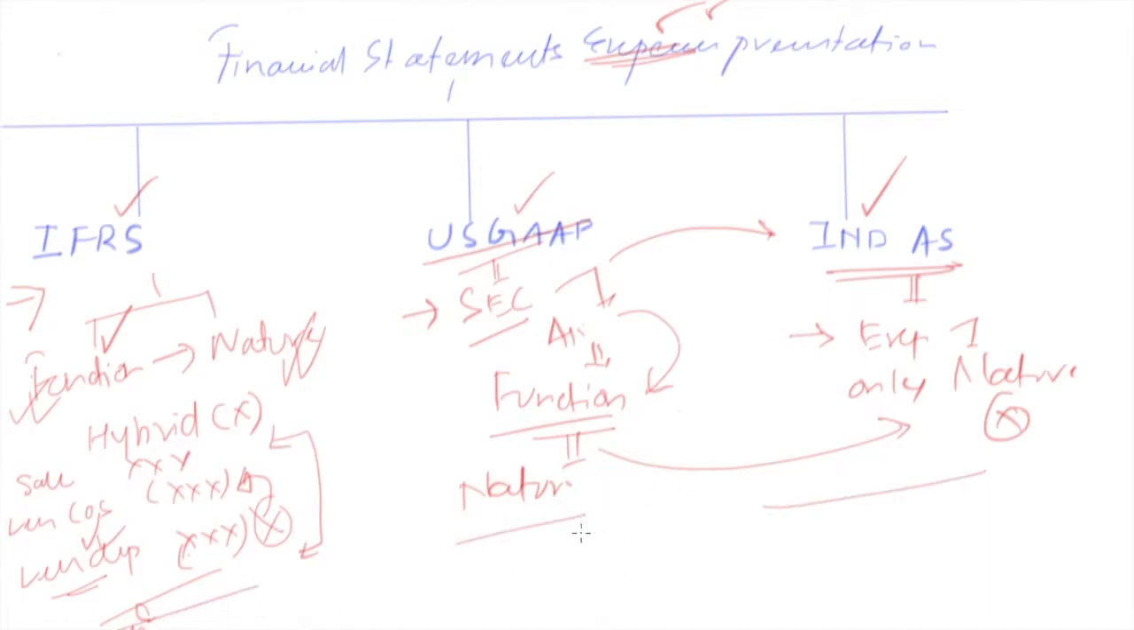And one more thing. Under US GAAP, if an entity is an SEC registrant, which means they're basically a listed company, then in such a case they have to apply the function approach for presenting expenses. However, they can separately disclose depreciation expenses.